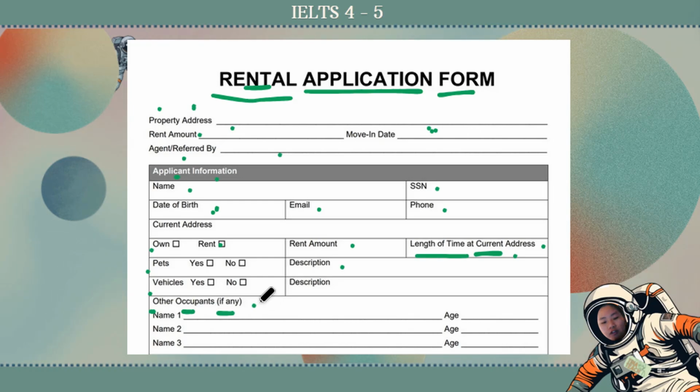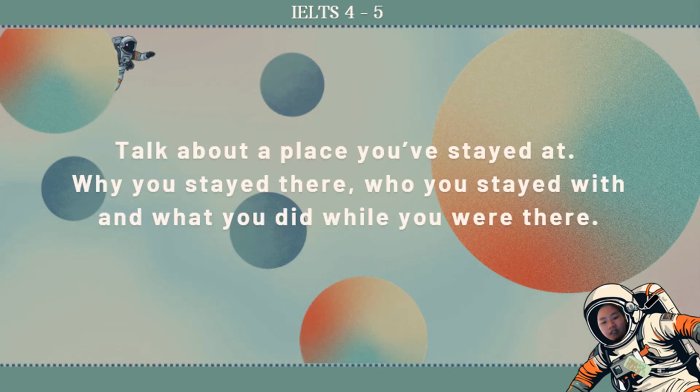To the last part, we have other occupants, if any. So this is optional and it depends on your situation. Now, what does the word occupants mean? If you live in a place, you are the occupants of that place, okay? The persons that are living there. And down here we have name, obviously text, and age, obviously numbers, okay? So that's it for the first part of our exercise. Let's move on to the second part.